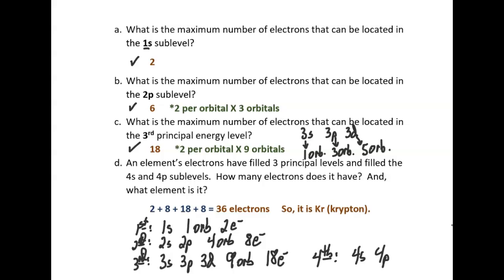4s sublevel has 1 orbital, the 4p sublevel has 3 orbitals, so there are 4 orbitals that have been filled with electrons. 4 times 2 is 8 electrons. 2 electrons are in the 1st principal level, 8 electrons are in the 2nd principal level, 18 electrons are in the 3rd principal level, and there are 8 electrons in the couple sublevels from the 4th principal level. That adds up to 36 electrons.